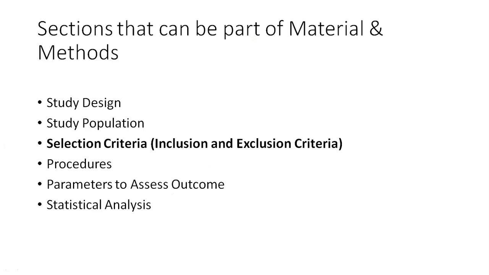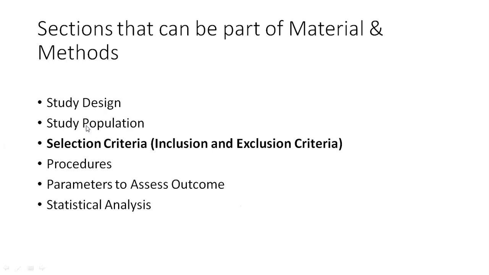For the methodology section, we start with the study design, we go with the study population, the selection criteria, the inclusion and exclusion criteria that comes under selection criteria, the procedure, the parameters to assess outcome, and the statistical analysis. In one of the previous sessions, I had talked about the study design, and I highlighted the various study designs that are possible with this. And now we come to the study population.